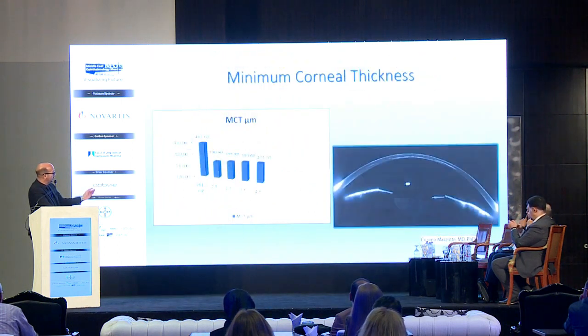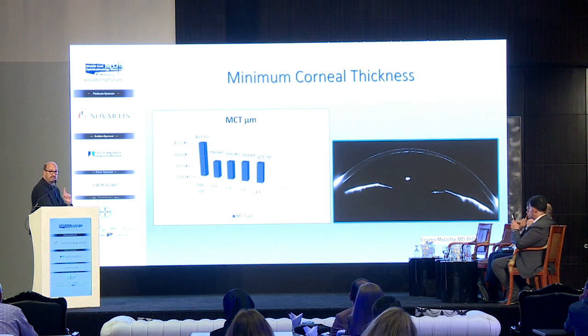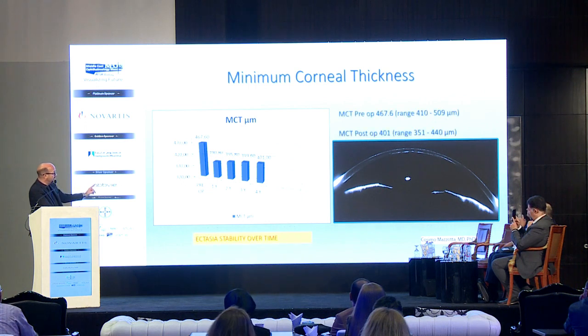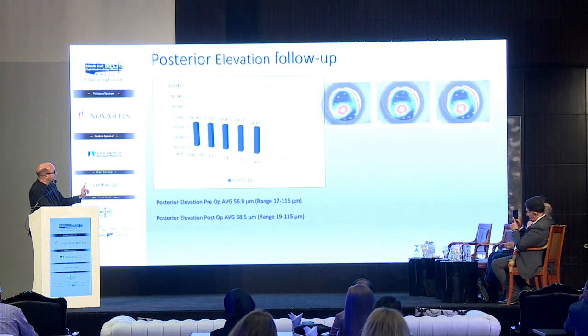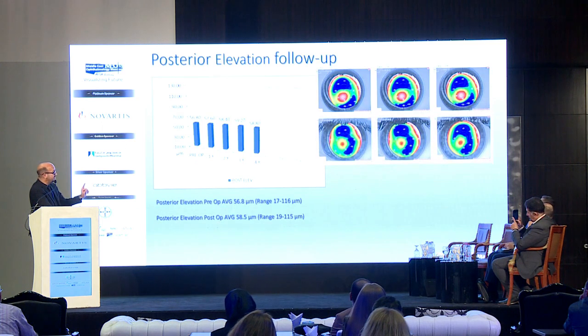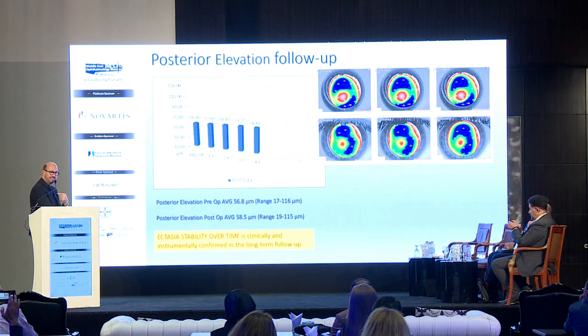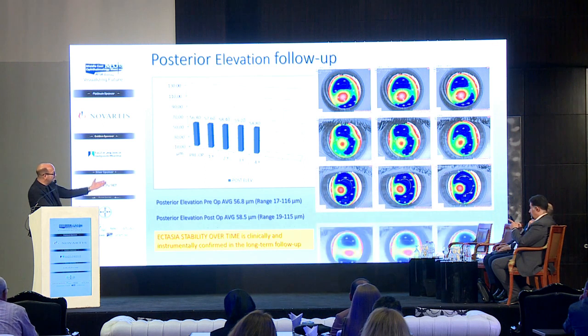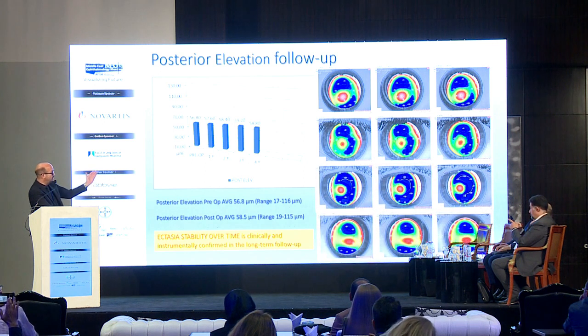But I want to show you, we have stability in the long-term follow-up. This is a 4-year follow-up, and you can see the minimum corneal thickness. But I want to show, in particular, the posterior corneal surface, the posterior elevation that I use as criteria to establish if these patients are stable or not. Take a look to the posterior surface. These are all long-term follow-up.